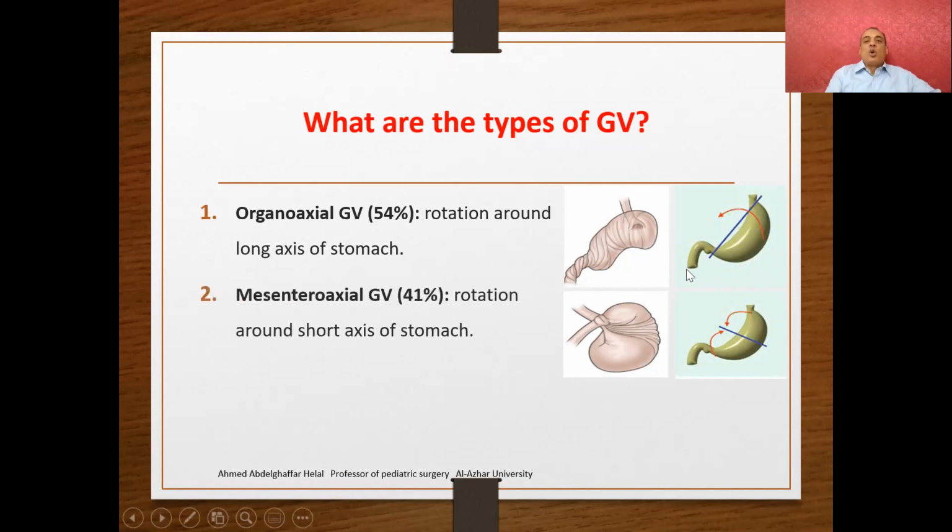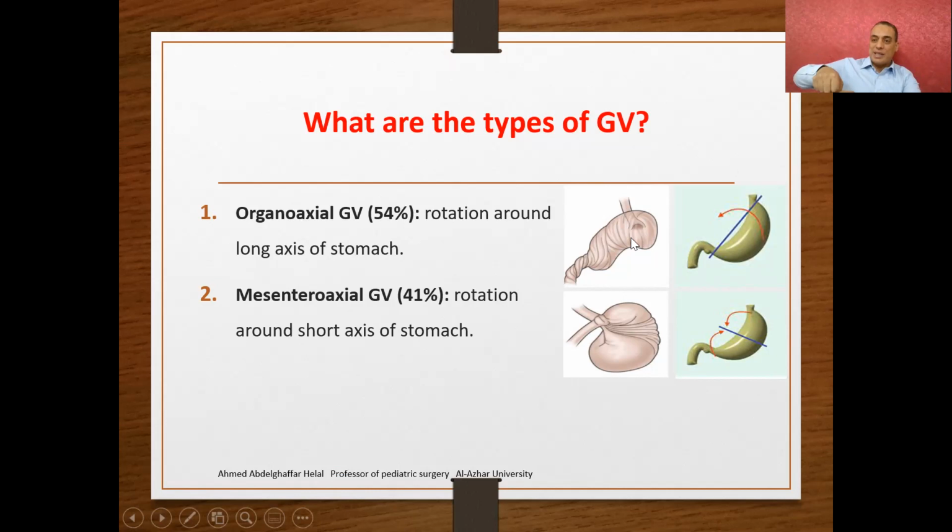The second type is called mesenterico-axial gastric volvulus, 41%. Rotation around the short axis of the stomach. Where is the short axis? This is the blue line also, transecting the greater curve and the lesser curve. So this line in the middle of the stomach transects the greater curve and the lesser curve. So you can imagine that the stomach may rotate around the long axis or may flip down or flip up around the short axis. You can imagine this is a picture after the volvulus.